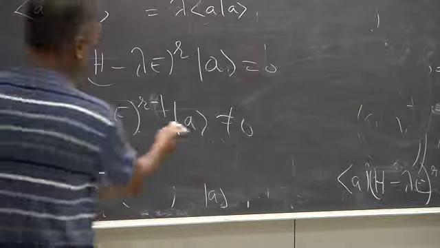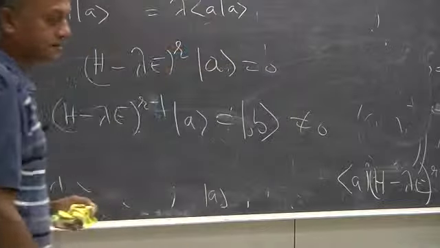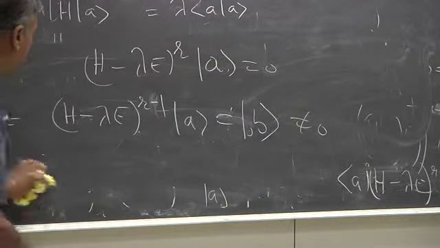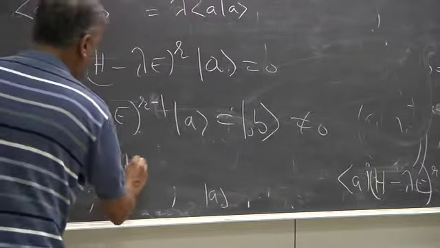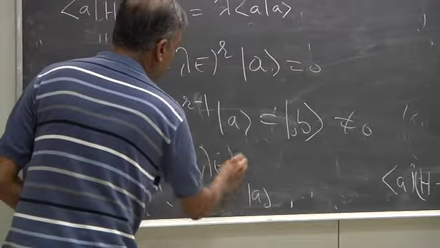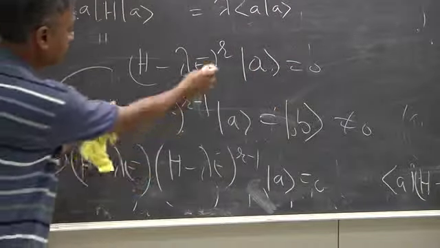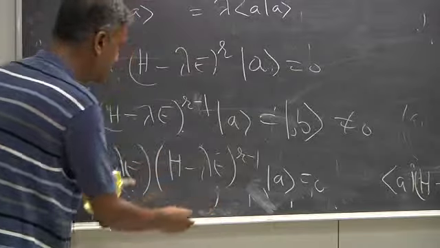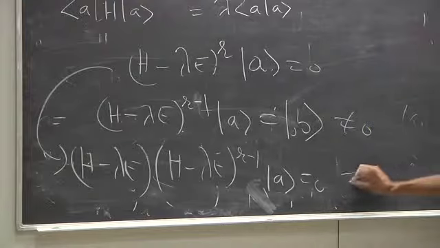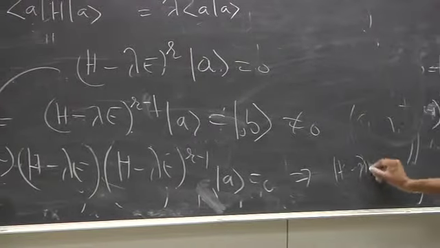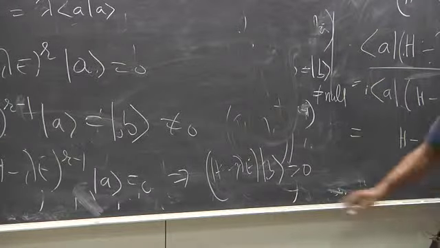But then, if this is not equal to 0, it will be some non-null vector b, which is not 0, right? So I can rewrite this equation as (h - λe) times (h - λe)^(r-1) acting on A equal to 0, right? I have just separated out, written this r as 1 plus r minus 1. But this guy is b, okay? So this implies that (h - λe) acting on b is 0, right? Because this whole thing is b.